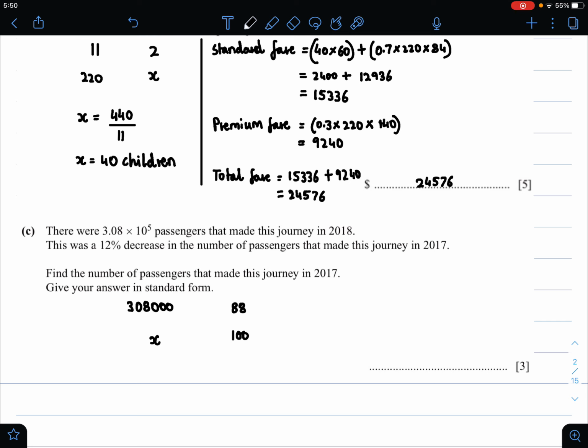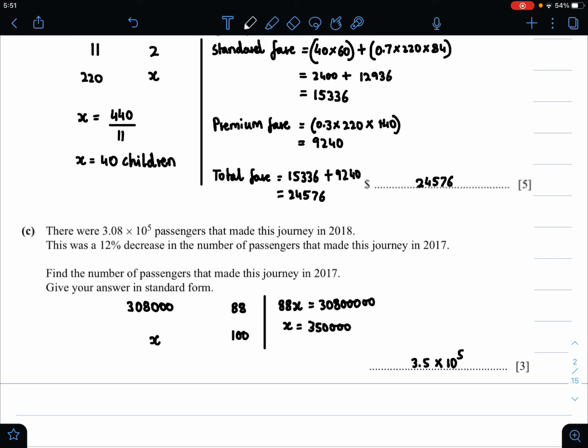So what you do is you simply cross multiply. So x multiplied by 88 is 88x, which is equal to 308,000. And therefore x will be equal to 308,000 multiplied by 100. So you add 2 more zeros. So 308 with 5 zeros divided by 88 will give you an answer of 350,000. Now, they've asked us to give our answer in standard form. So therefore, you will write your answer as 3.5 multiplied by 10 raised to 5.